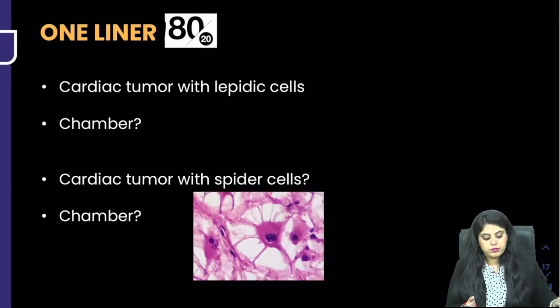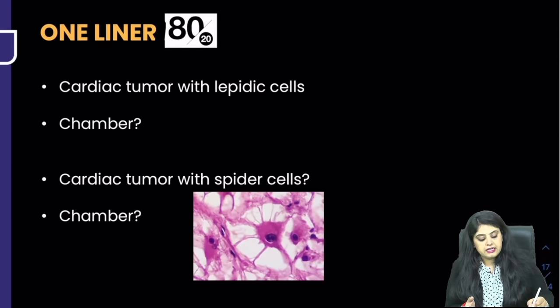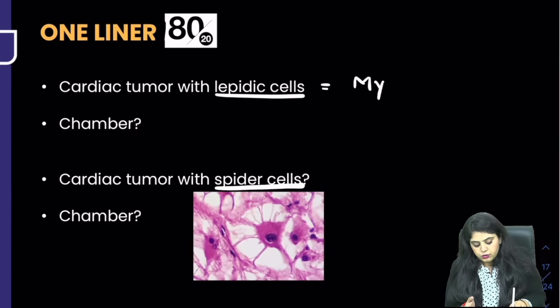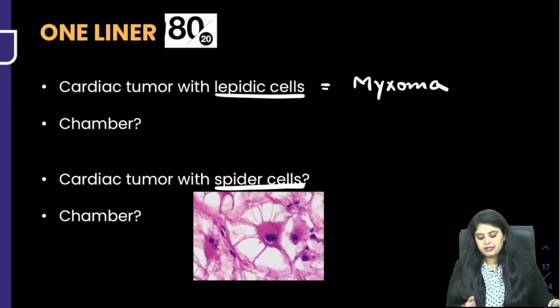Let's move on to the next question. You have to answer these two cardiac tumors. Again, INI-CET's favorite, cardiac tumors, they have to put on because no one else asks you cardiac tumors. So tell me. Yes, cardiac tumor with lepidic cells and cardiac tumor with spider cells. So for the lepidic cells one, what will you mark?